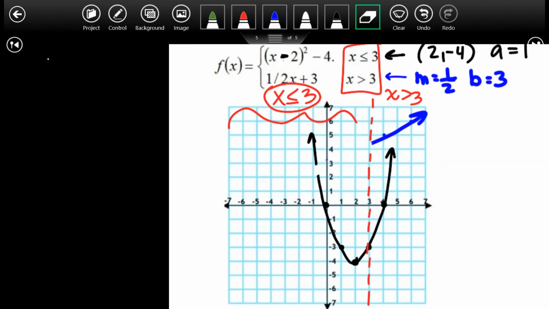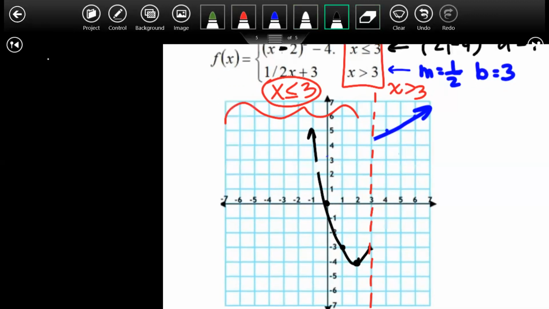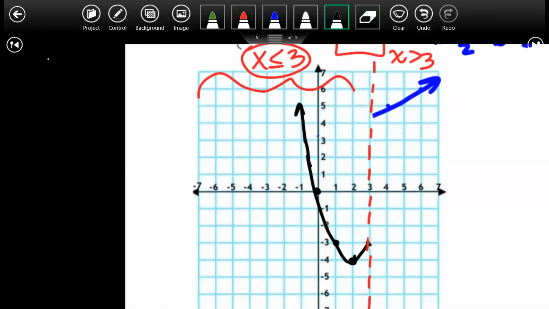What about the other side? What do we need to get rid of for this other side? Now, for anything greater than 3, which of the lines does it take on, the blue or the black? The blue. So we're going to get rid of this black equation right here, just the black one on this side. This takes on the quadratic, which is on the top, and anything greater takes on the line. We're done.